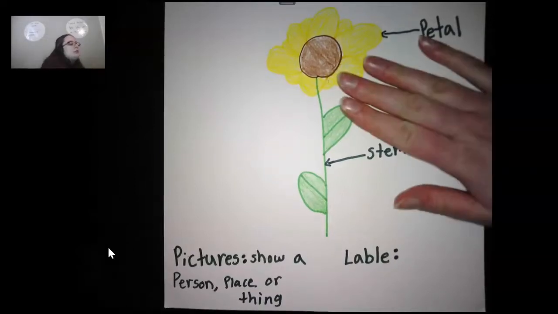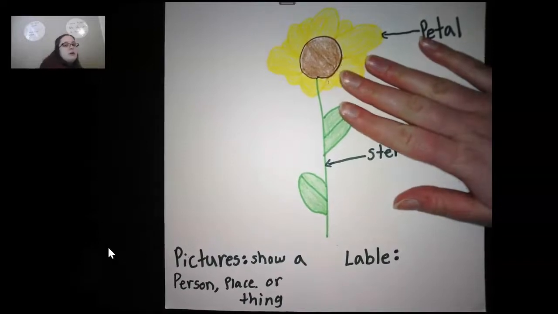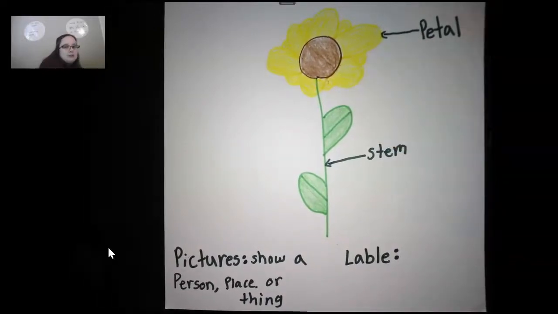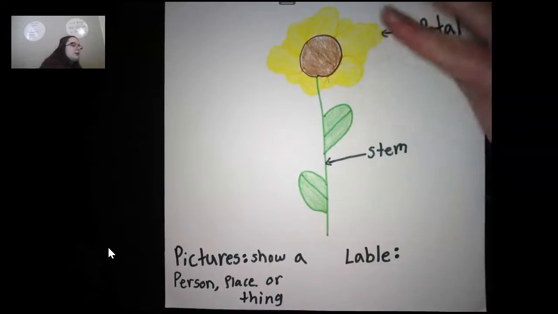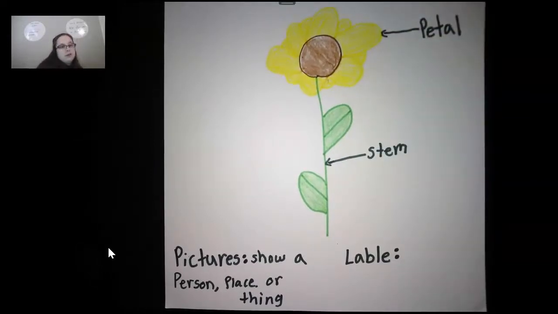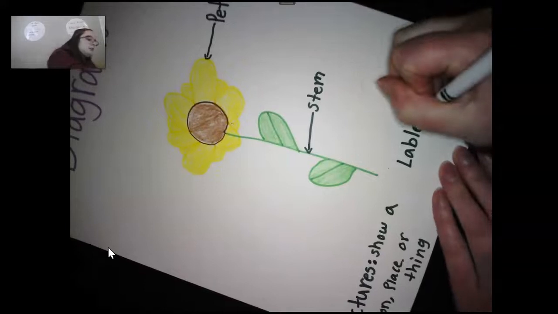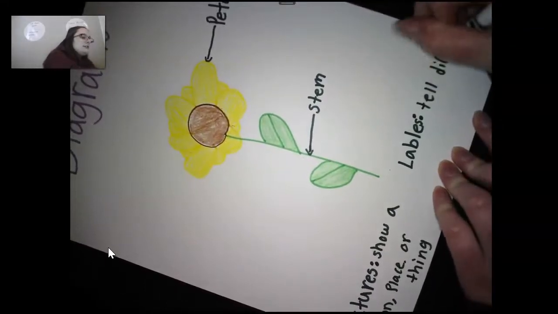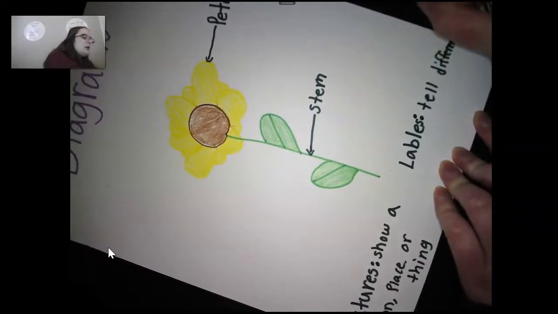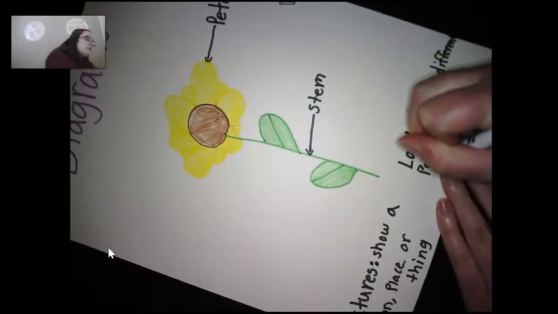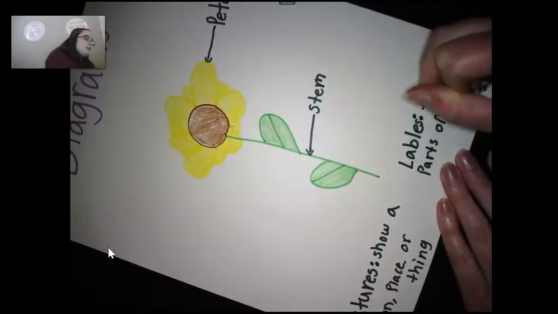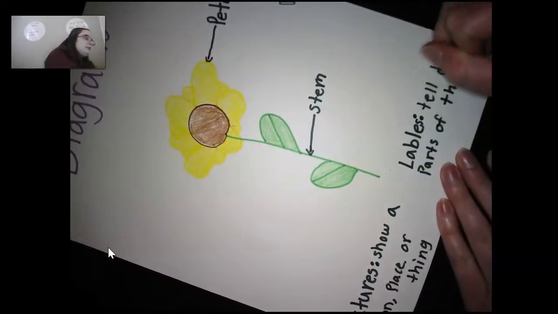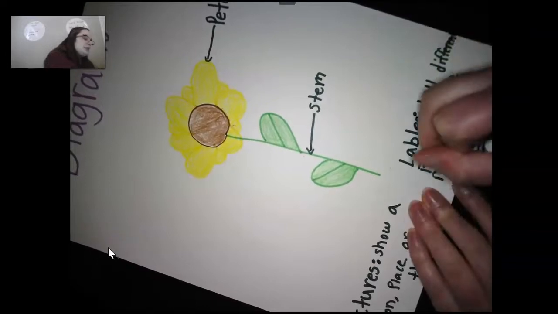So remember, this is just an example. So we have our sunflower. So that's our example. So we have our picture. So the first step of a diagram is always to do the picture first. And then you can see that I have some labels. And our labels tell different parts of the person, place, or thing.